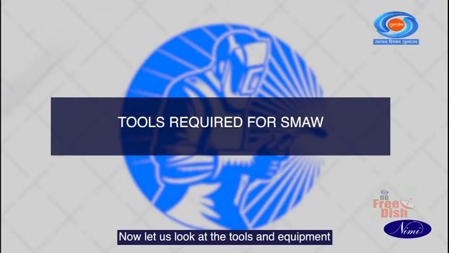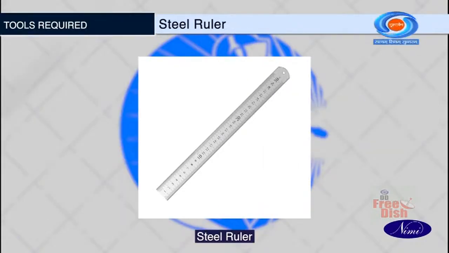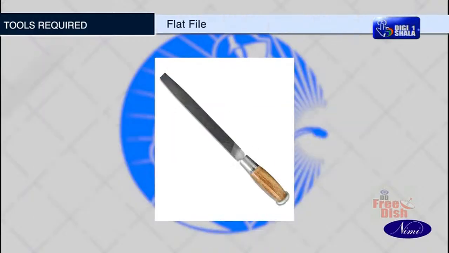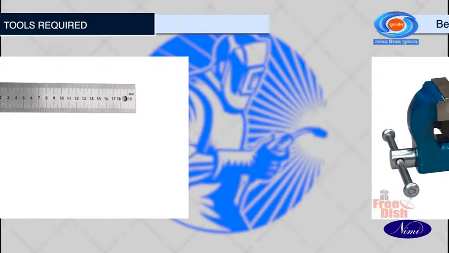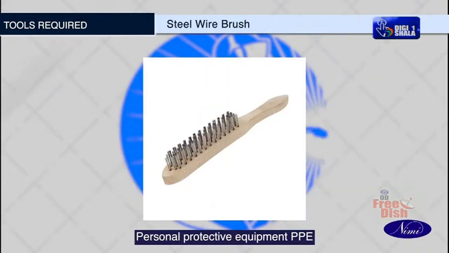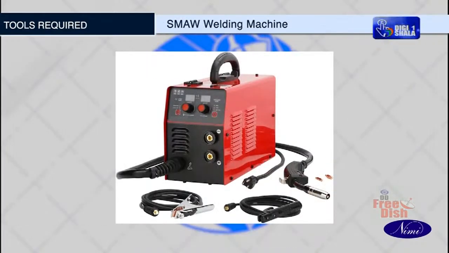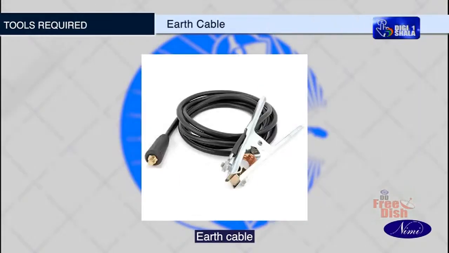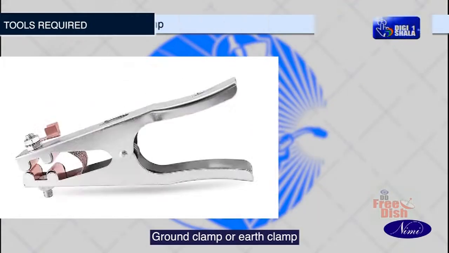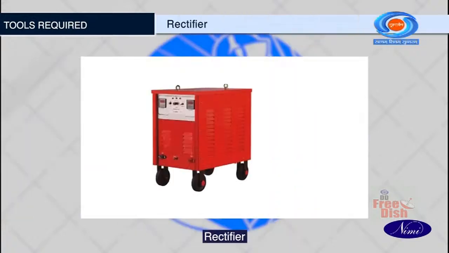Now let us look at the tools and equipment required for SMAW. Steel ruler, scriber, prick punch or dot punch, ball peen hammer, flat file, bench vise, tri-square, tongs, chipping hammer, steel wire brush, personal protective equipment PPE, SMAW welding machine, electrode cable, earth cable, electrode holder, welding electrode, ground clamp or earth clamp, welding table, C-clamp, rectifier.